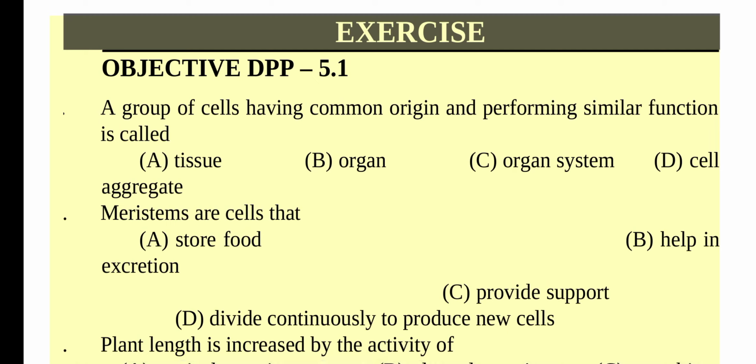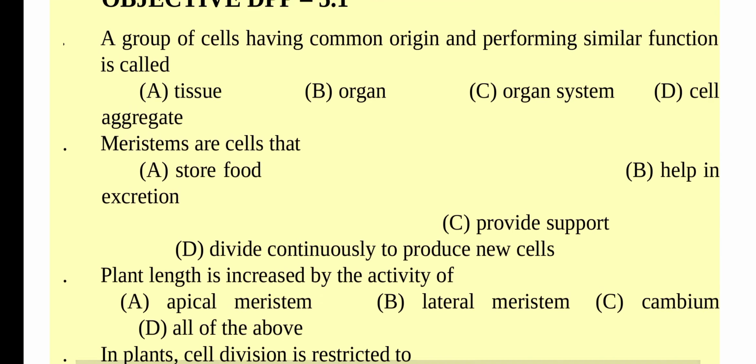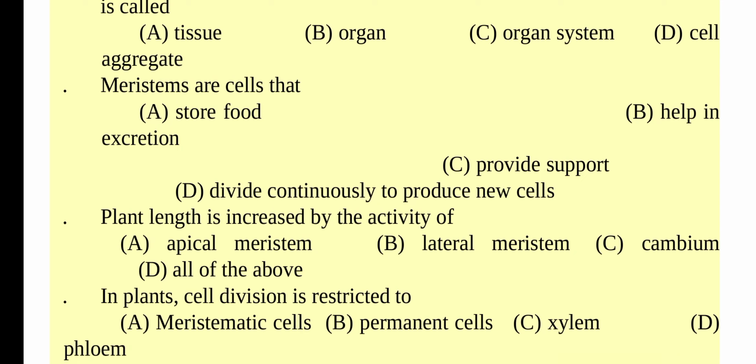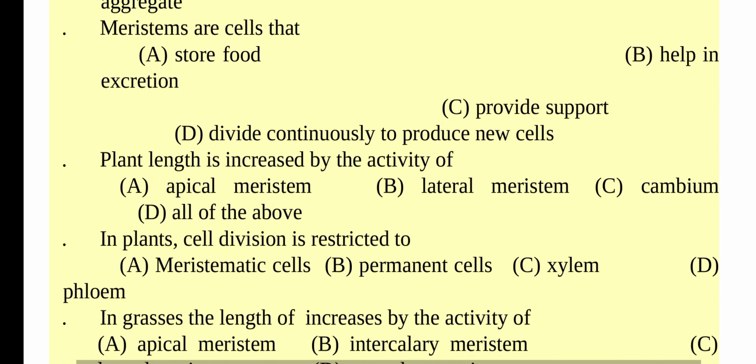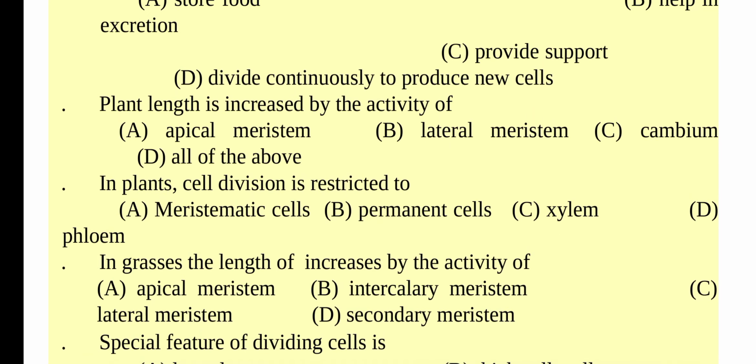Exercise, Objective DPP 5.1. 1. A group of cells having common origin and performing similar function is called: A. Tissue, B. Organ, C. Organ system, D. Cell aggregate. 2. Meristems are cells that: A. Store food, B. Help in excretion, C. Provide support, D. Divide continuously to produce new cells. 3. Plant length is increased by the activity of: A. Apical meristem, B. Lateral meristem, C. Cambium, D. All of the above.